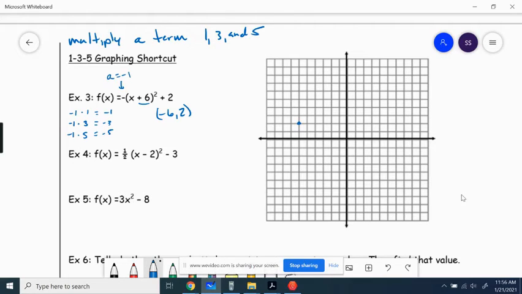And now, all we need to do is go over 1, down 1. Over 1, down 3. 1, 2, 3. And over 1, down 1, 2, 3, 4, 5.